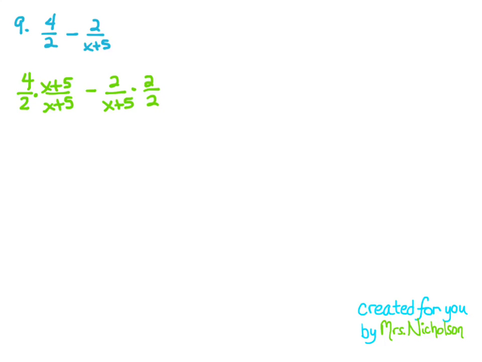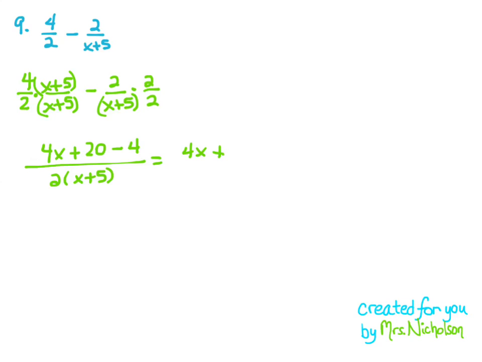So if I multiply these out, I'm going to put these factors in parentheses, make sure that we do our math correctly here. I'm going to distribute the 4 to x plus 5, and so I get 4x plus 20. And then 2 times 2, of course, is 4, so minus 4, over 2 times x plus 5. And if I combine like terms in my numerator, I get 4x plus 16 over 2 times x plus 5.